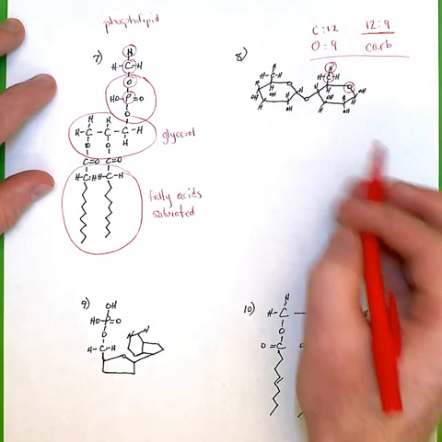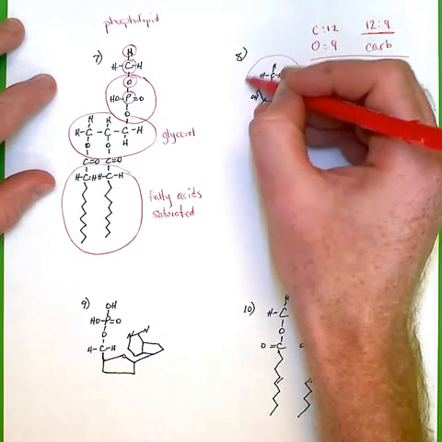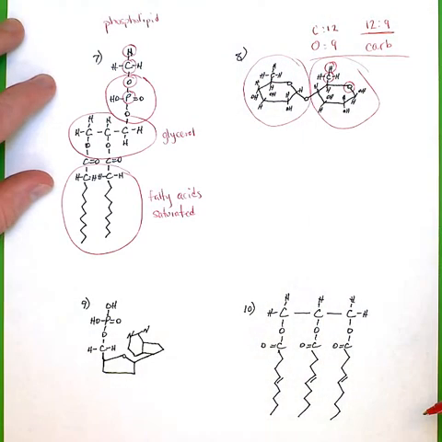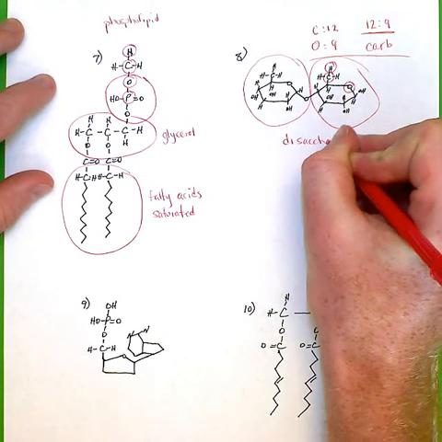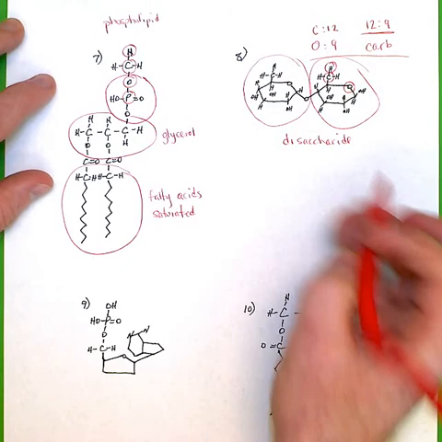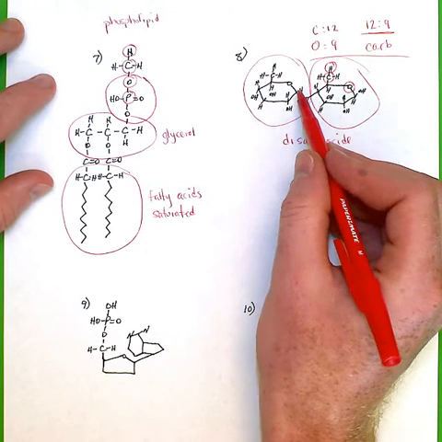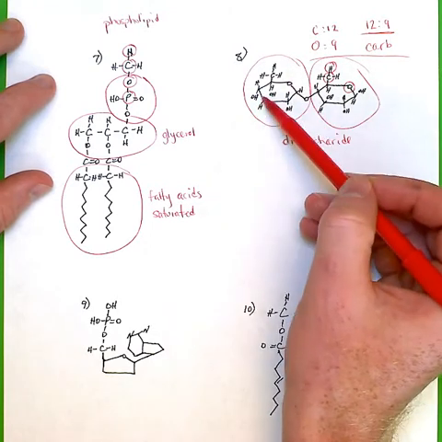Okay, now what kind of carb is this? You see one subunit here, you see another subunit here, and so this is a disaccharide. Okay, another tip. If you see a ring, and the only elements that are a part of that ring are carbon, hydrogen, and oxygen, that's a carb.